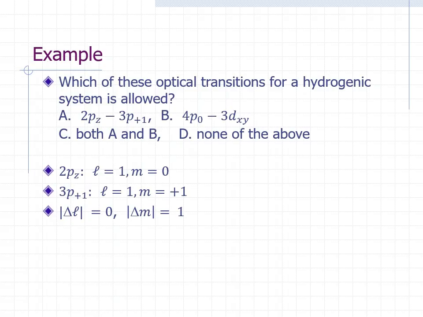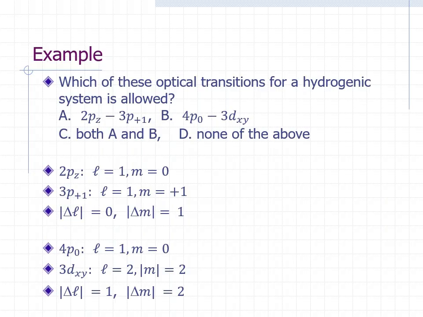How about choice B? For the 4p0, L equals 1 and m equals 0. For the 3dxy, L equals 2 and the absolute value of m is 2. Recall that the dxy spherical harmonic is a linear combination of spherical harmonics with m equal to plus 2 and minus 2. Here, we can see that the change in L is 1, which is allowed. But the change in m is 2, which is forbidden. Therefore, the transition is forbidden. Neither one of these transitions is allowed. The correct answer is D.